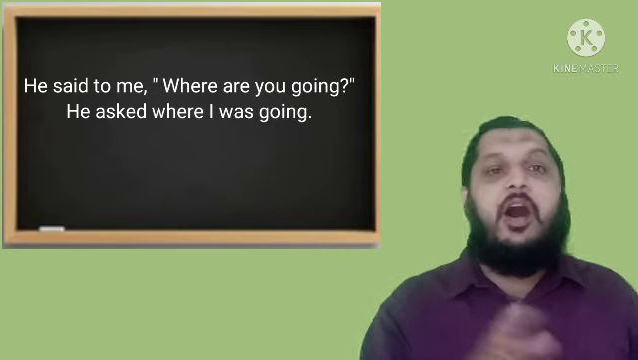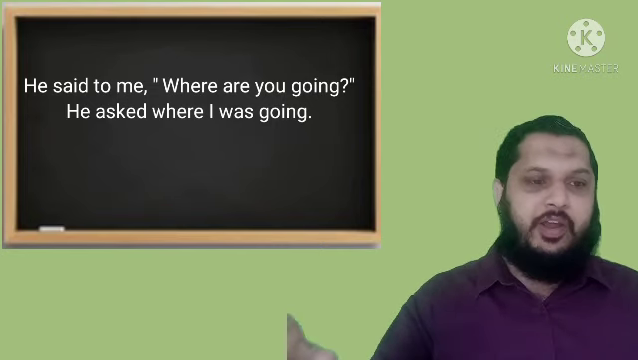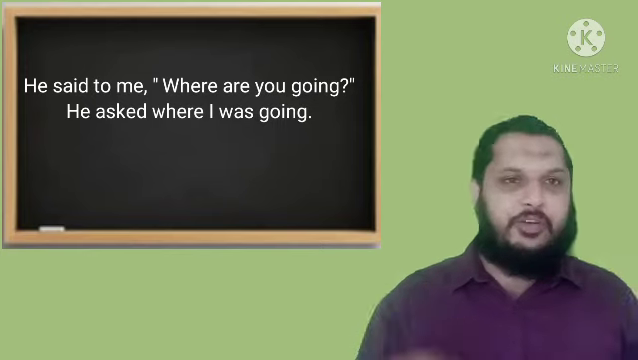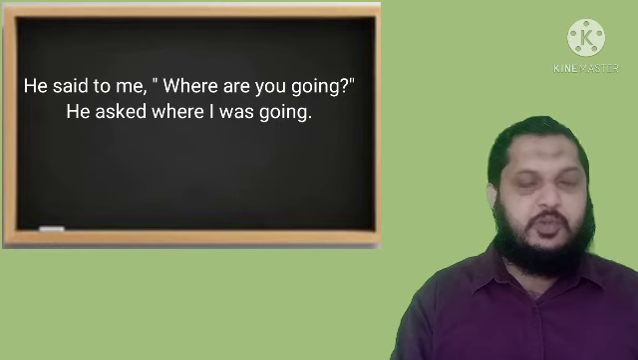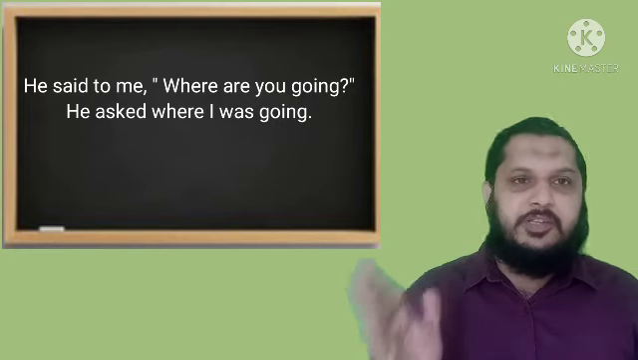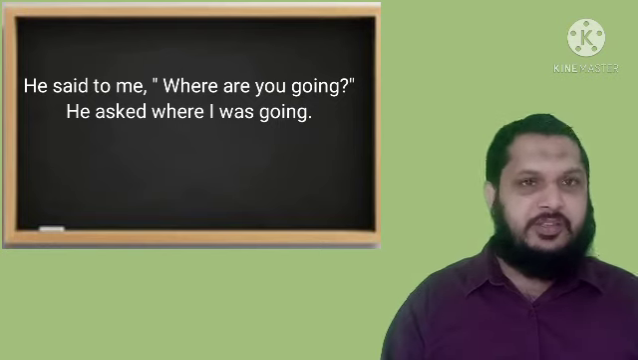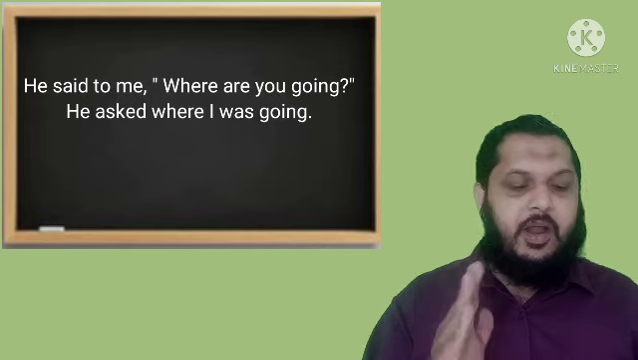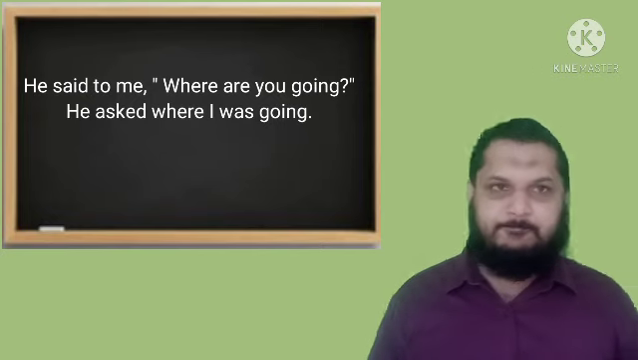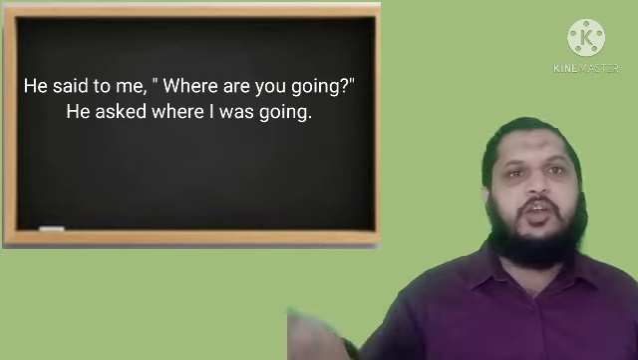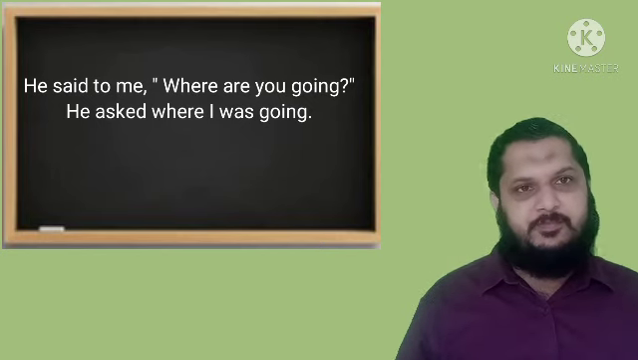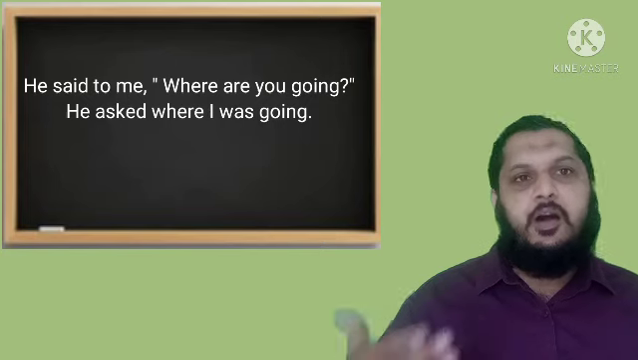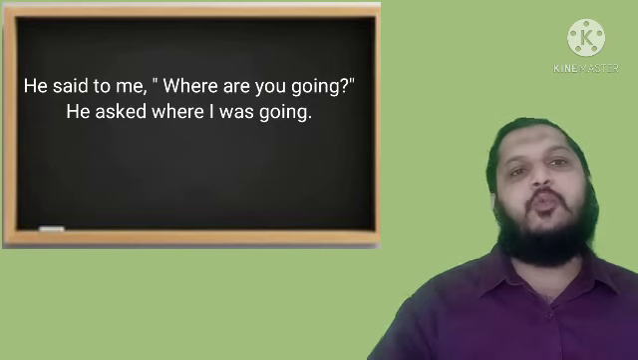Here, "Where are you going?" becomes "where I was going." Here you don't have a question when you change from direct to indirect. So tense also changed. Present continuous changed to past continuous. Look at this. Where I was going. "What are you doing?" The teacher asked. The teacher asked what I was doing.